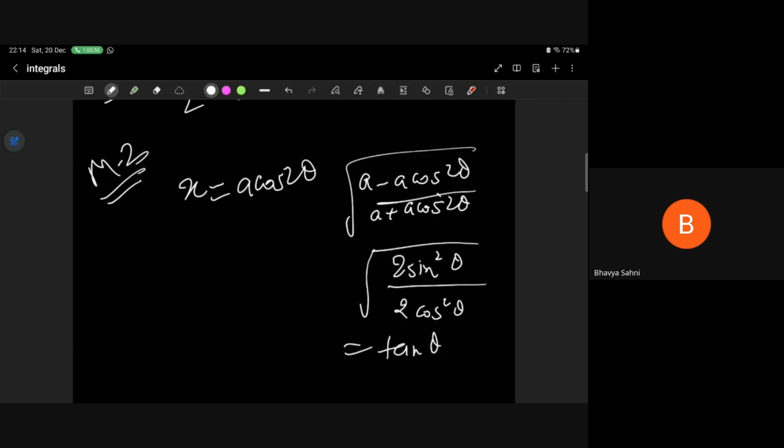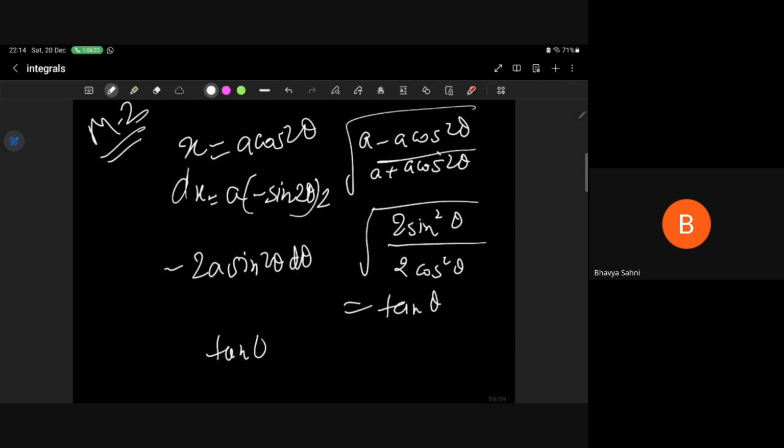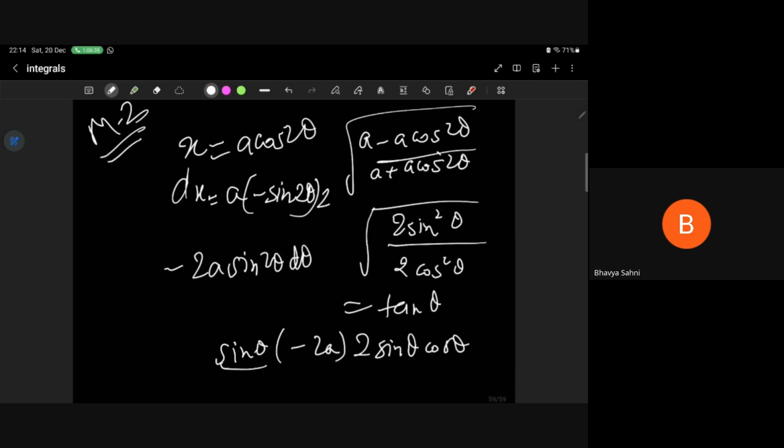And also, what we have as d theta will be dx is equal to a cos has derivative minus sin, right, into 2. So dx will be minus 2a sin 2 theta d theta. So in place of dx, we will write now we have got 2 theta tan theta minus 2a sin of 2 theta will be nothing but 2 sin theta cos theta, correct? Tan theta is nothing but sin theta upon cos theta. So it is nothing but minus 4a sin square theta d theta.